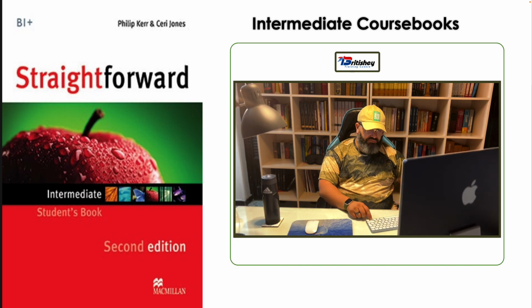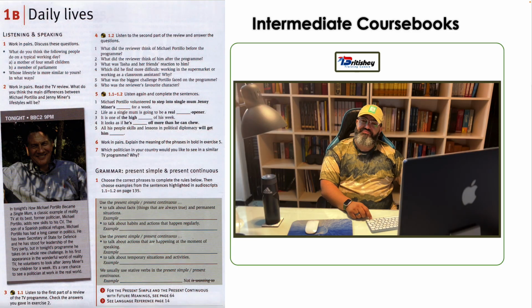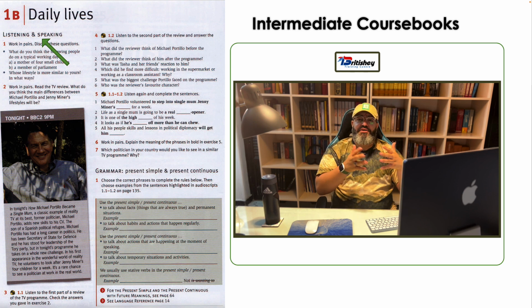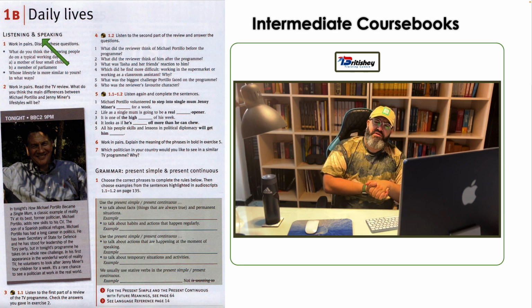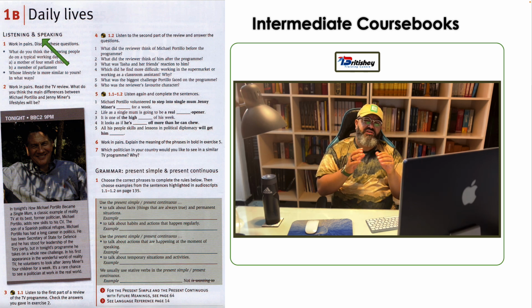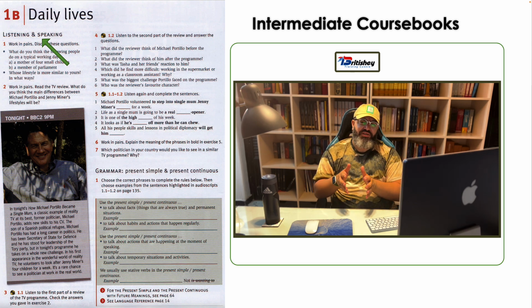Let's go. So here we are, and obviously this is 1B, daily lives. And if you look here, it is clear that this lesson is listening and speaking. So listening is the main aim and the speaking here is the sub-aim. Now, how do we write this? First, let's decide on how many listening sub-skills there are.